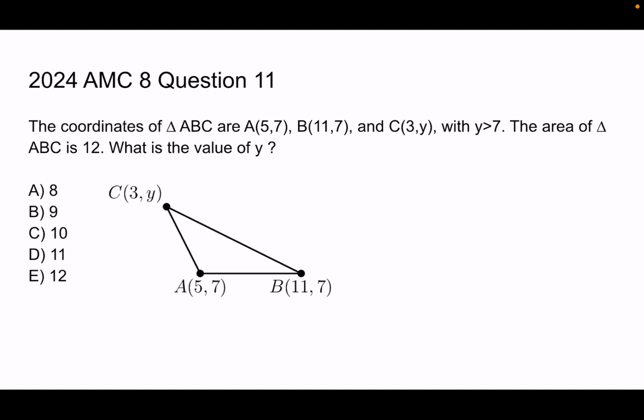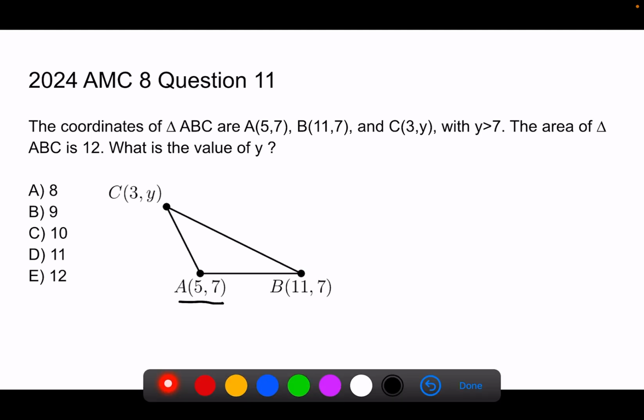For AMC 8, question 11. The coordinates of triangle ABC are A (5, 7), B (11, 7), and C (3, y), where y is greater than 7. The area of triangle ABC is 12. What is the value of y?